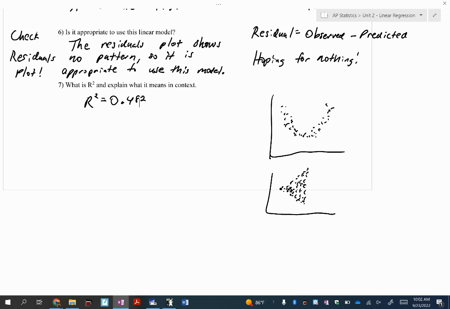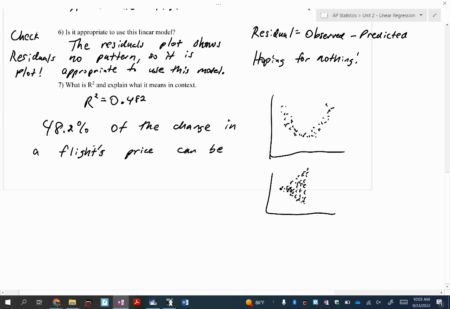Now, that's not always true, but you can see this isn't even approaching 50%. We're not even getting close to 100%. So here's how you write it, with no context. R squared measures the change in your y described by the change in your x. All right, so let me write it for you. So 48, and I always use a percentage, 48.2% of the change in a flight's price can be explained by the distance.